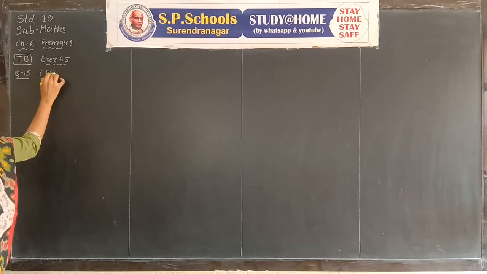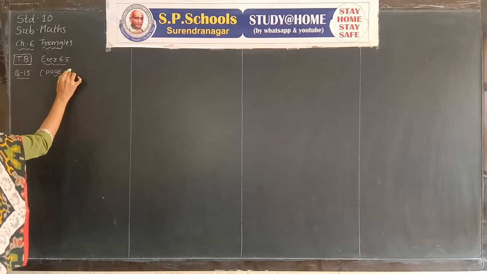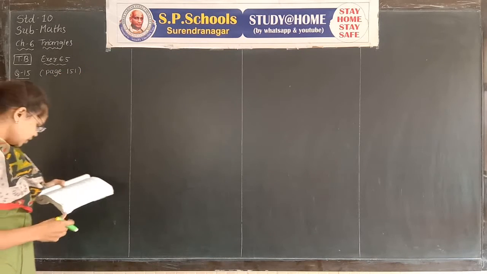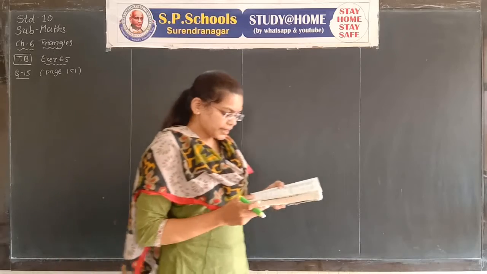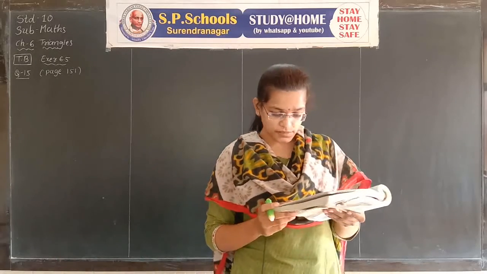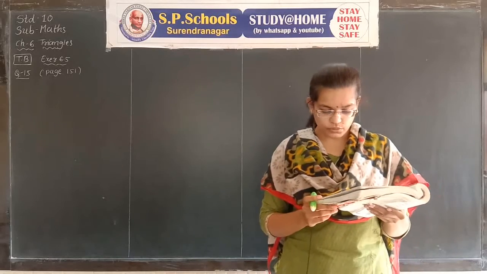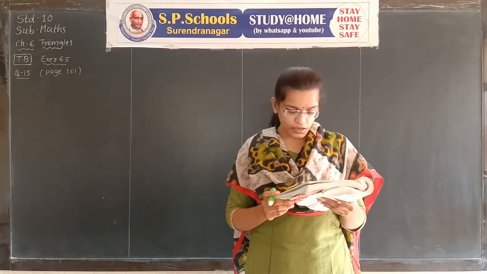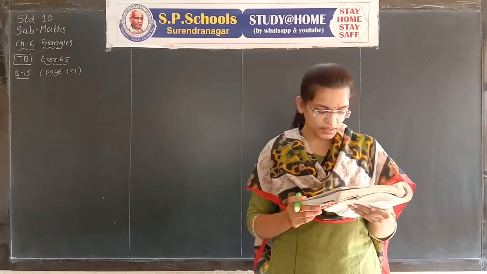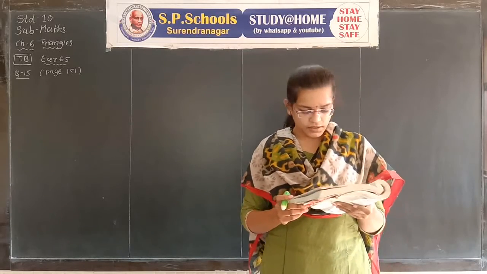on page number 151. In equilateral triangle ABC, D is a point on side BC such that BD is equal to 1/3 of BC. Prove that 9AD square is equal to 7AB square.